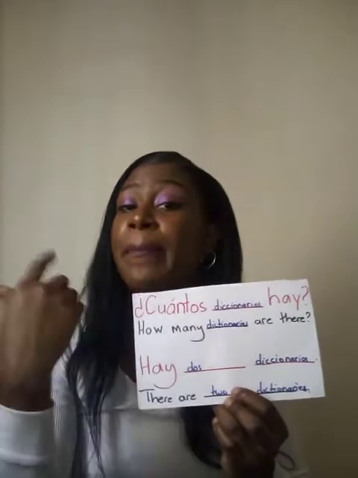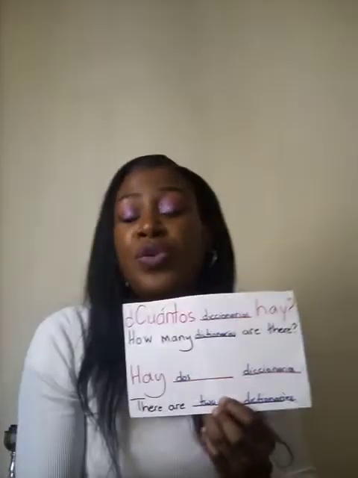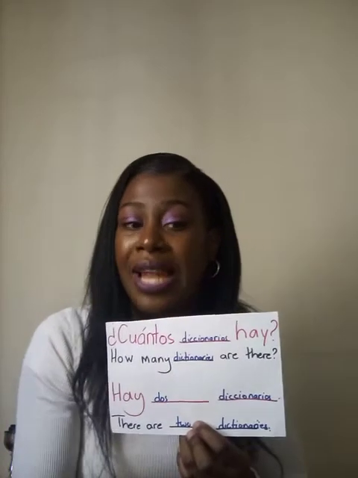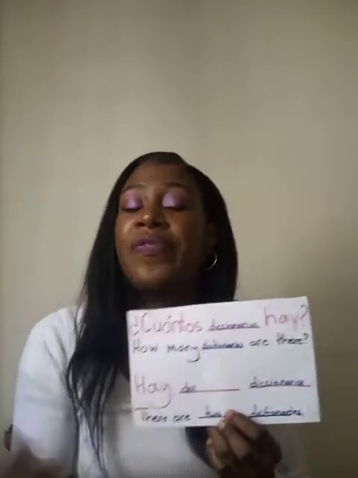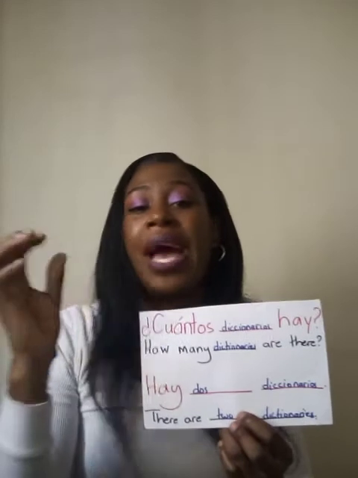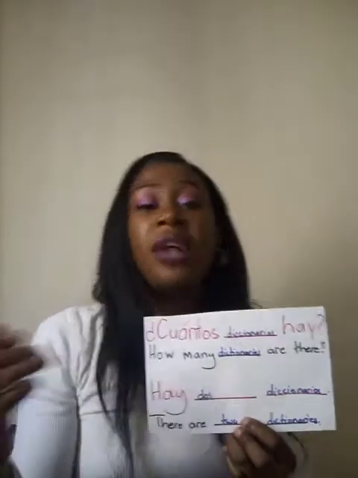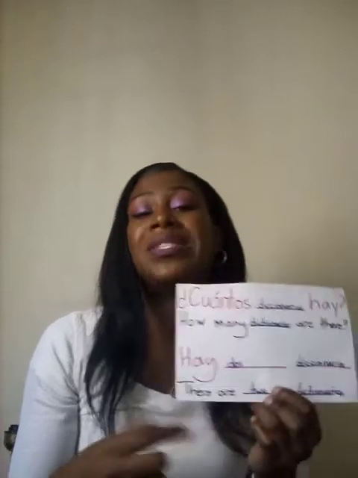Now, based on the amount of items, if it's 1, you know that you don't need an S at the end to pluralize it, except for sacapuntas. That one is different. But for the others, if you want to pluralize it, if the noun ends with a vowel, you add your S. If it ends in a consonant, you add your ES. Okay? So for 3 dictionaries, we would say hay tres diccionarios.